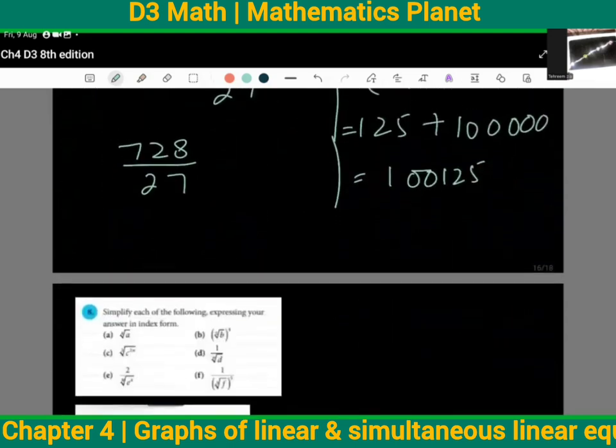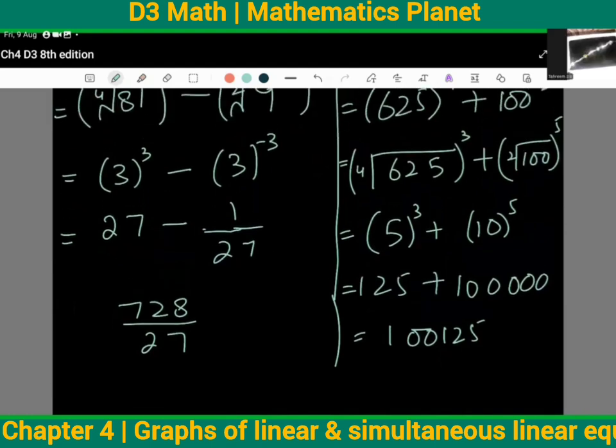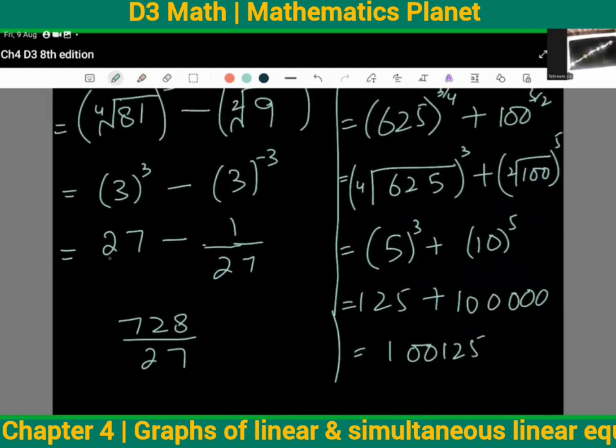Yes. Any confusion or problem? No Miss, why did you write 728? Why did you write what? After subtracting 27 minus 1/27, you will get this. You can subtract it. After subtracting, you will get this. Therefore, I write this. You can take a moment and subtract it.